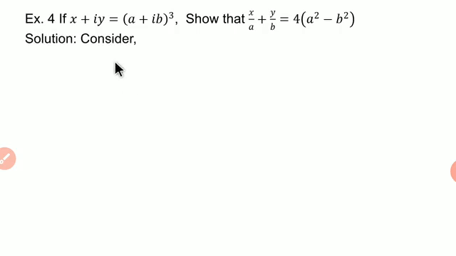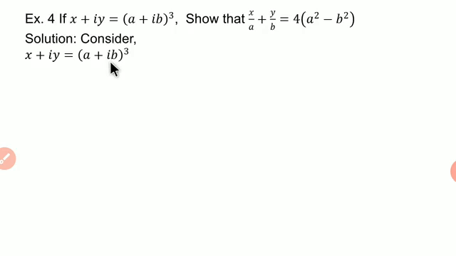See the next example. Example number 4: if x plus iy is equal to (a plus ib) bracket cube, show that x upon a plus y upon b is equal to 4 multiplied by (a square minus b square). This is the given term and this is what we have to prove. And so for this we consider the term that we have been given. So in the solution, consider x plus iy is equal to (a plus ib) bracket cube.